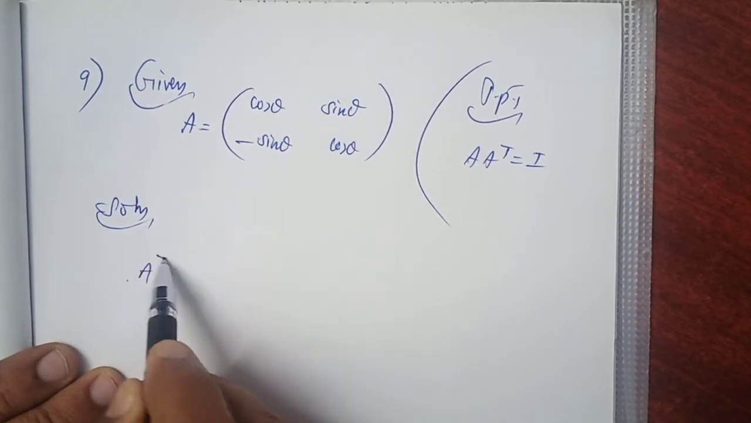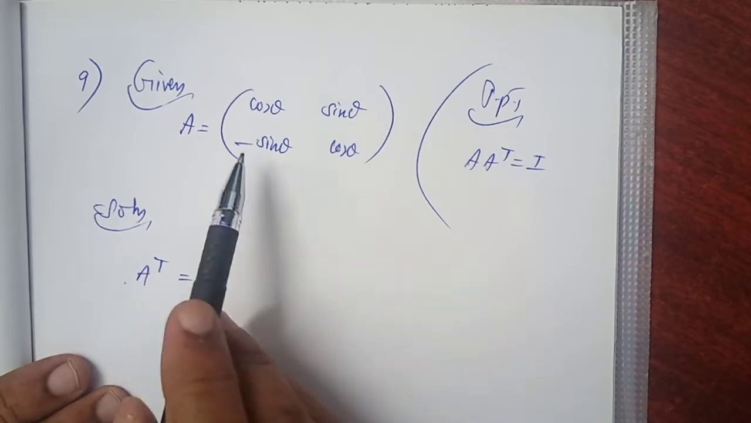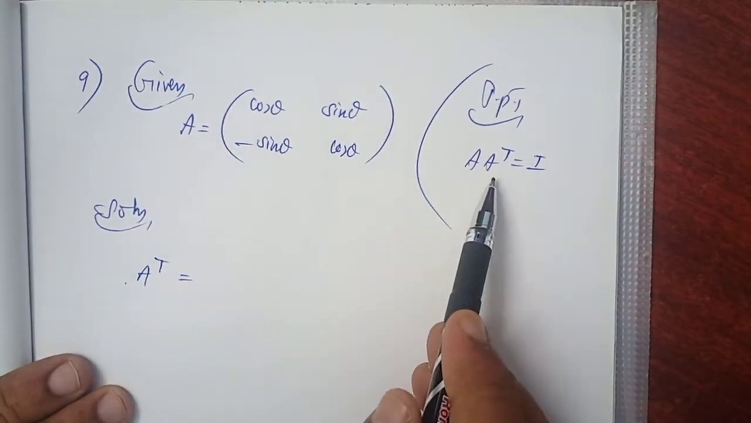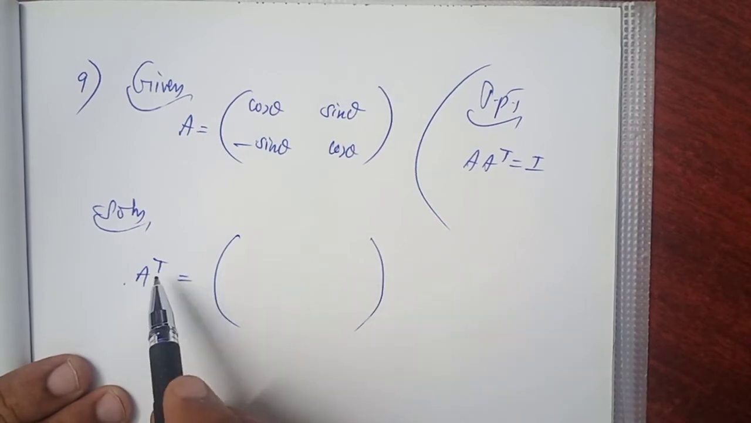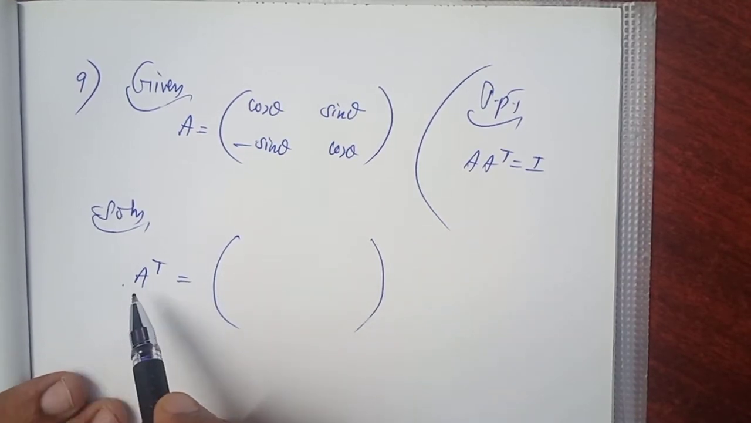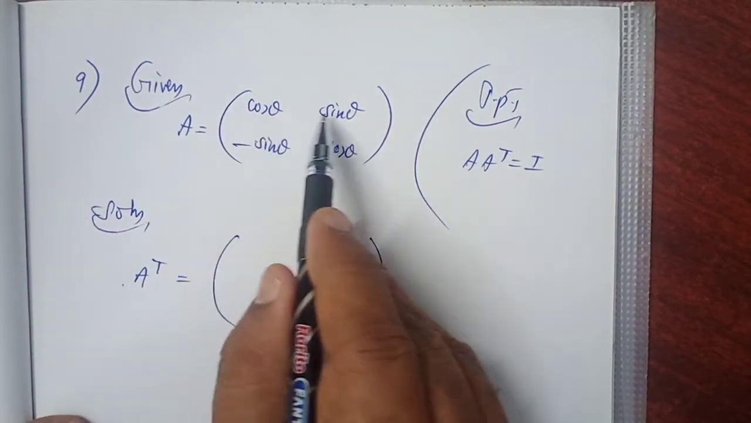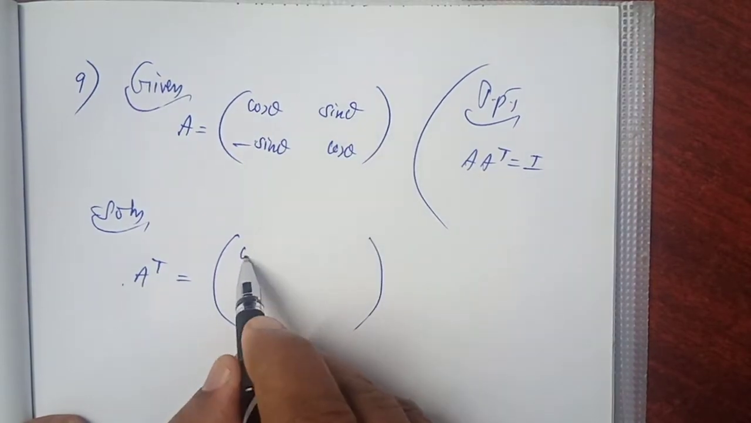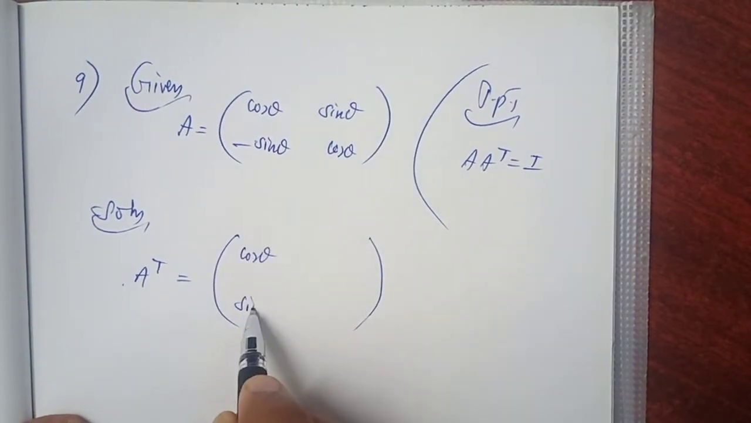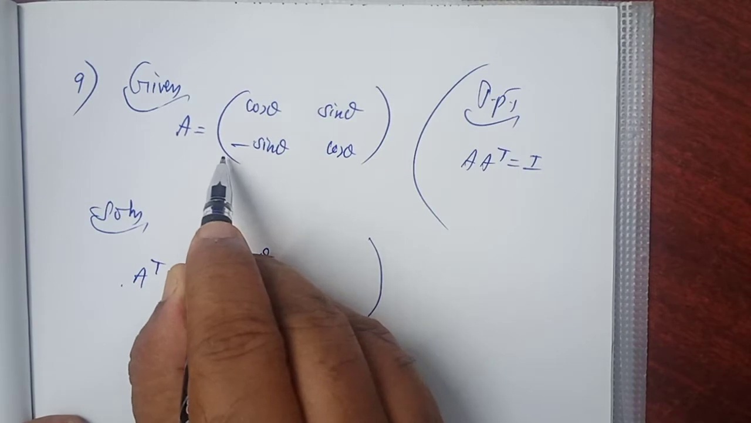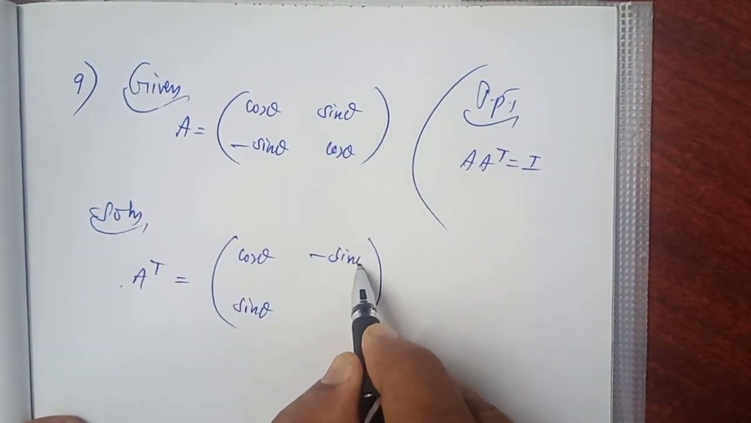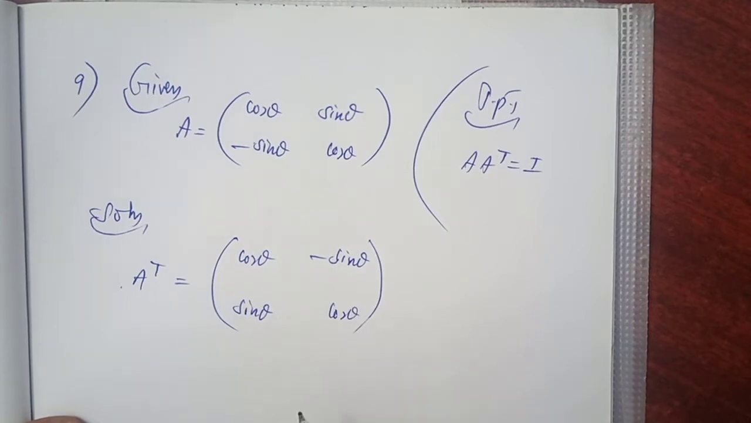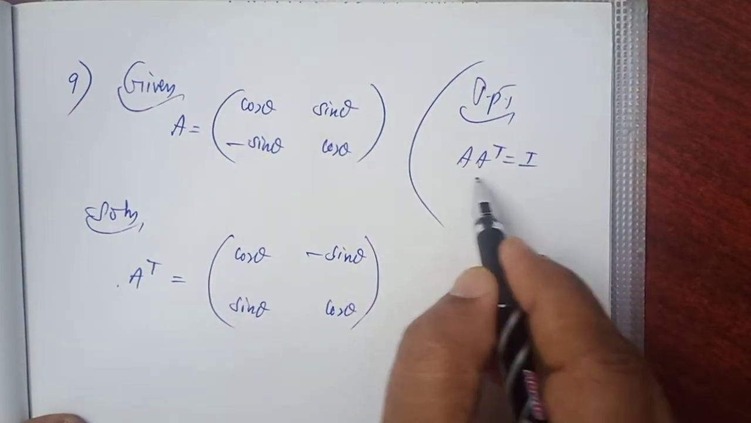First write A transpose. Already you are given the A matrix. We need to find A transpose. A transpose you can directly write as transpose of A. That means write the first row of the matrix A in the first column: cos theta, sin theta. Second row of the matrix A in the second column, that is minus sin theta, cos theta. Now we can find A into A transpose.